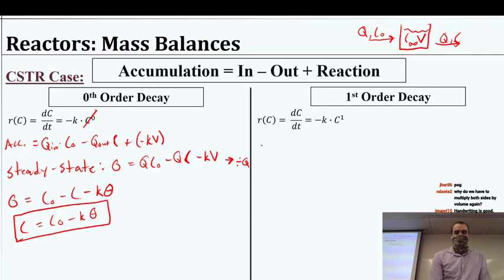So in this case, we're going to do the steady state assumption. So 0 equals what's coming in, QC naught, minus what's going out, QC, plus the reaction term, which in this case, because it's a first order, is going to be negative KC in that volume, negative KCV. So again, I just took that directly from here, in the volume that we're occupying. All right. So that's where we're getting that reaction term.